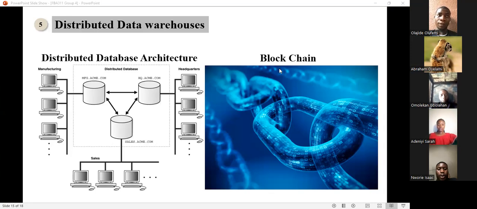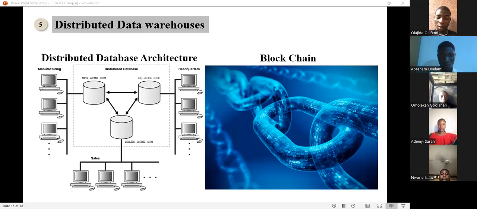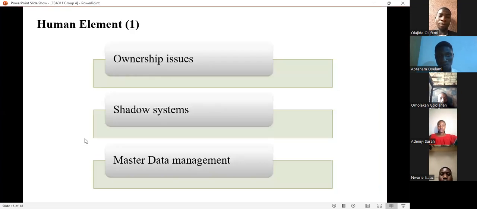Part of the human elements are ownership issues, shadow system, and then MDM, known as master data management. Ownership issues has to do with ownership when it comes to information, how information and data are being used. The shadow system talks about how people want to get their job effectively done and fast, and the only solution to get that done as soon as possible is creation of shadow systems. They are like databases created to make work done faster.